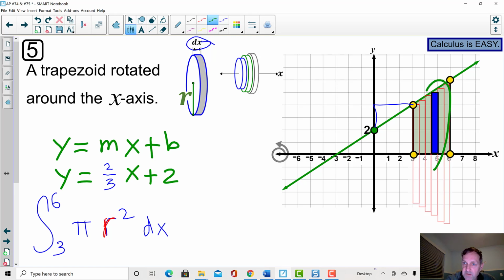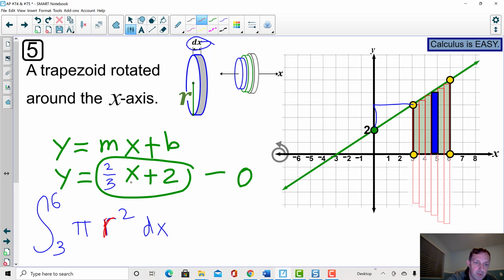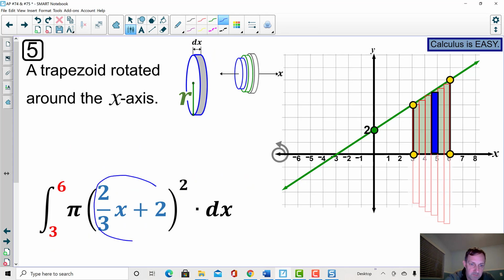So again, if this is the radius over here, this blue rectangle, and the radius is going to be the top minus the bottom, and that's just going to be the line 2/3 x plus 2 minus, and then the bottom is just y equals 0, so it's just minus 0. And that'll be your radius. So it turns out our radius is just going to be 2/3 x plus 2. Let's go ahead and plug that in right here, the 2/3 x plus 2. Plug it in for the r. There we go, that's the r, it's 2/3 x plus 2, and that was actually the hard part of the problem.